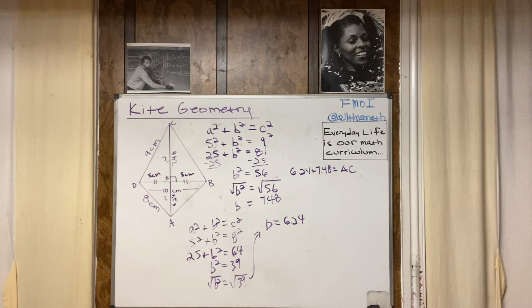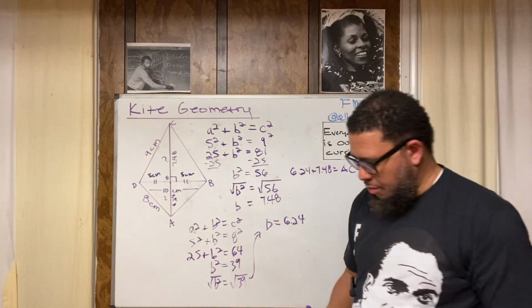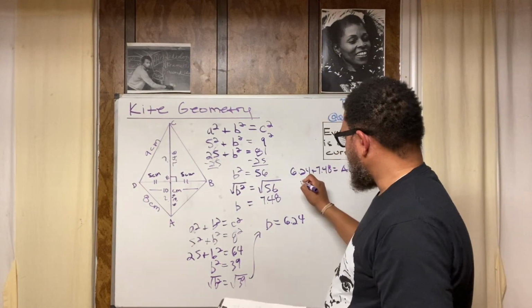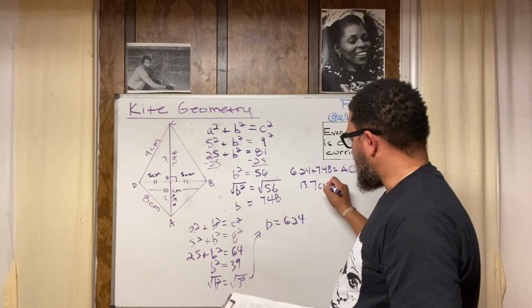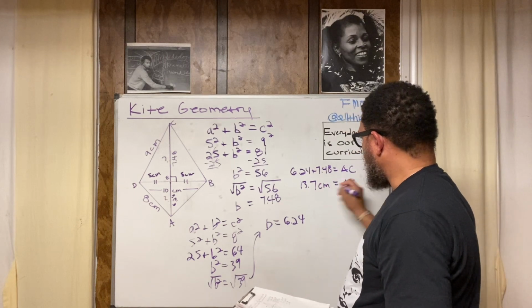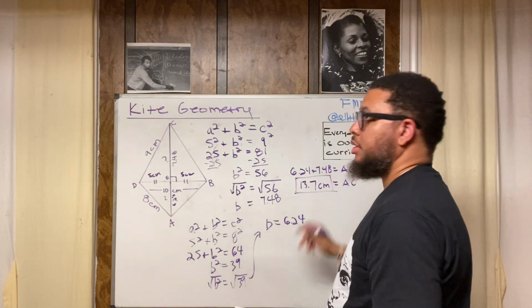I'm stepping over here to look at my notes, if you're wondering why I'm not in the camera. That's like 13.7 centimeters is equal to AC. Boom. That's the final answer.